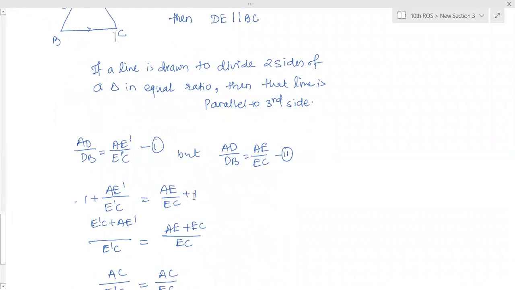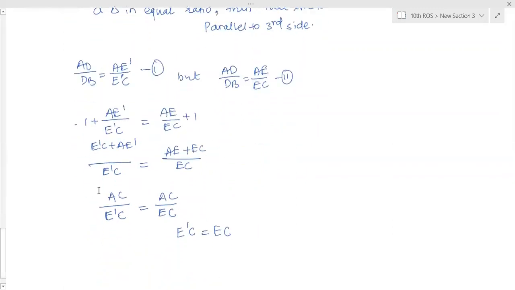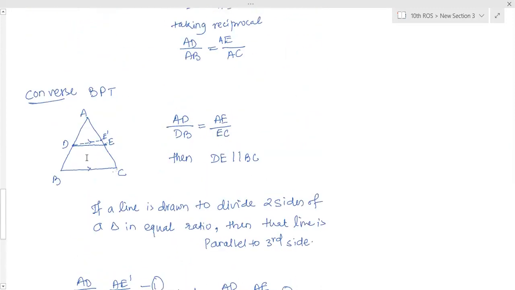Now after equating, add 1. So (E dash C plus AE dash) by E dash C is equal to (AE plus EC) by EC. The sum of these two is AC by E dash C, and the sum of these two is also AC by EC. When numerators are equal, to make the ratios equal, denominators should be equal. Therefore E dash C and EC are equal to each other.